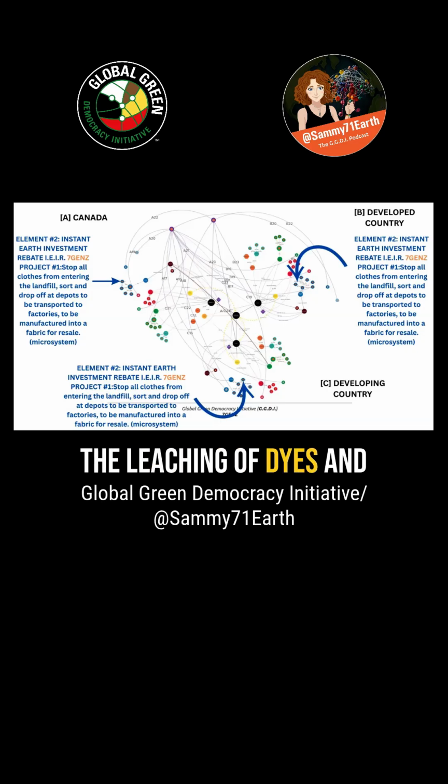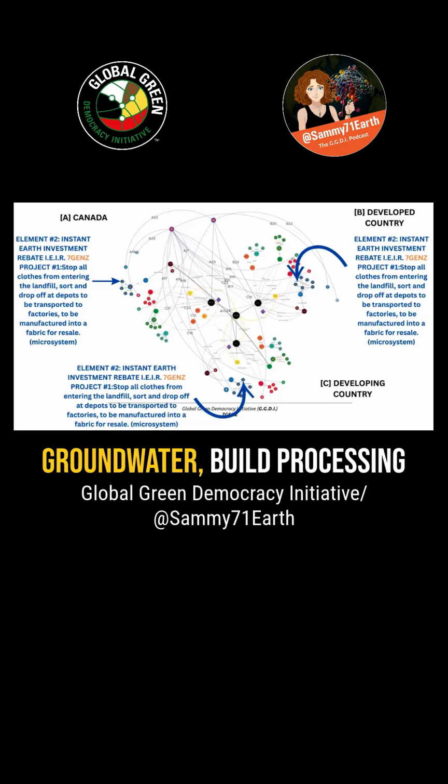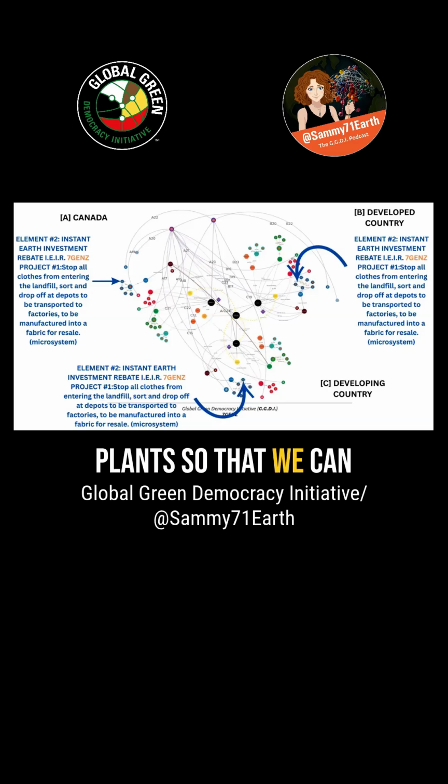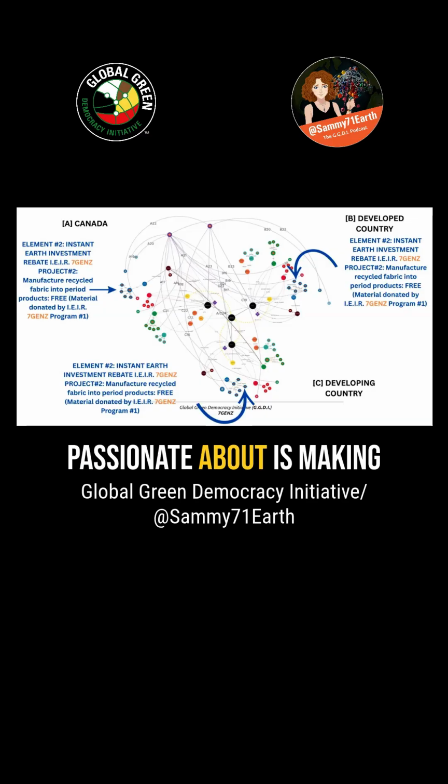Build processing plants so that we can make it into a resellable product or used to be made into clean energy. Another project I'm passionate about is making free menstrual products so that our periods don't remove us from our education or employment settings. We will donate fabric from project number 1 to project number 2 in this part of the system. The goal is to manufacture period products and get a tax break for the donation.